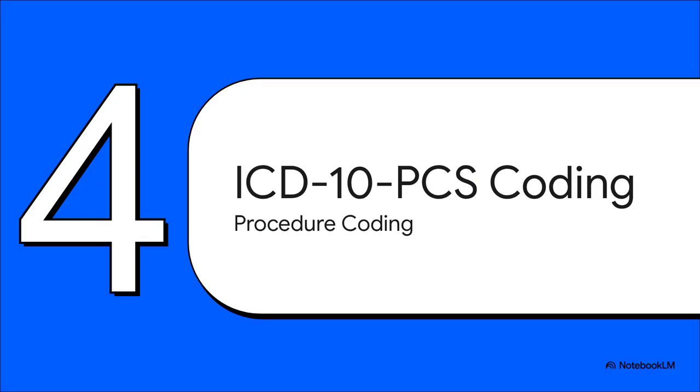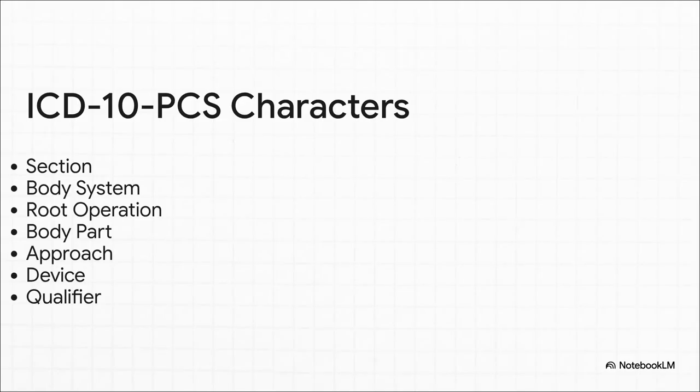Section 4, ICD-10 PCS procedure coding. Over on the procedural side, ICD-10 PCS is highly structured. It is essentially a 7-character puzzle, and absolutely every single position must be accurately populated straight from the operative report. Character 1 is the section, character 2 is the body system, 3 is the root operation, 4 is the body part, 5 is the approach, 6 is the device, and 7 is the qualifier. Get one of these wrong, and the whole code falls apart.